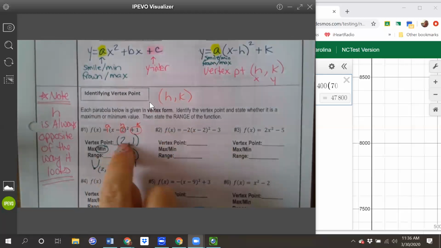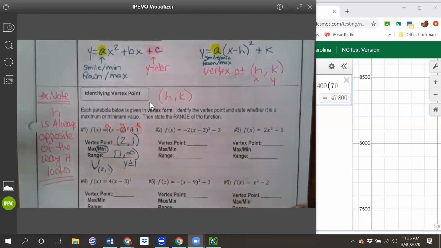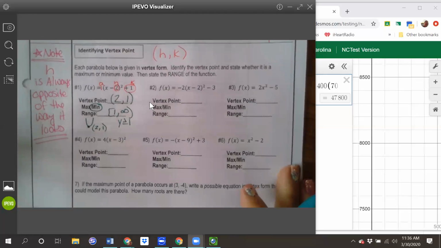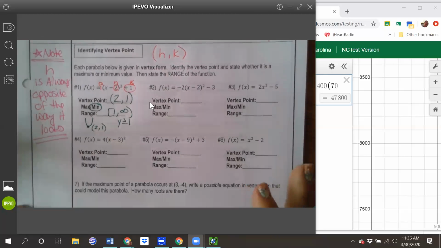We didn't have to do any work to get that vertex point. We don't have to do x equals negative b over 2a. So vertex form is actually really nice when you have to get the vertex.